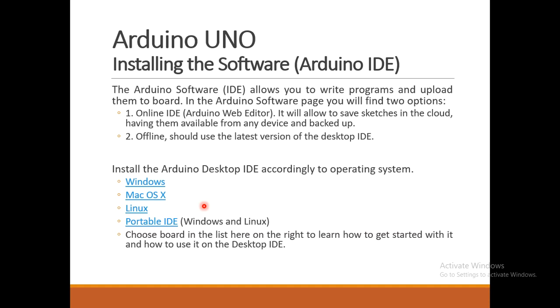So how to install the Arduino software? IDE is the integrated development environment. To do the coding for the Arduino board, you have to use this IDE. That IDE is available in a variety of operating systems like Windows, Mac, Linux, and a portable IDE. So you can do it either online as well as offline.